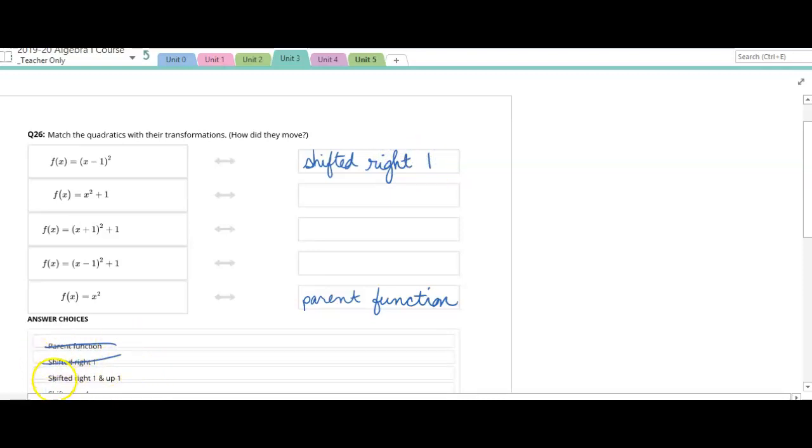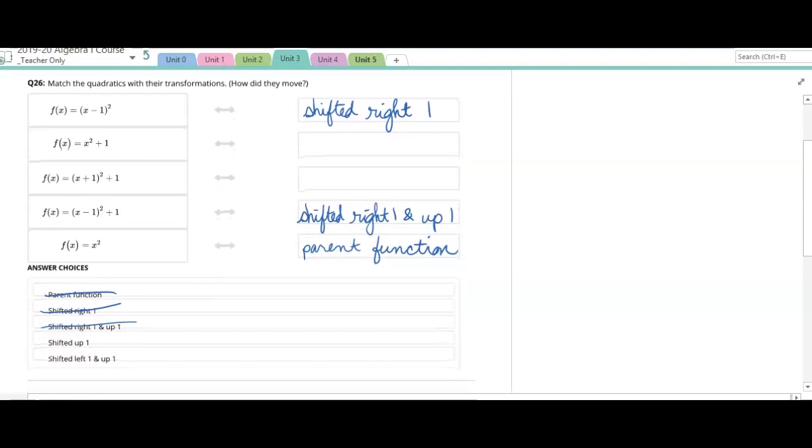Which one has been shifted right 1 and up 1? That means there's a plus 1 after it. Right here. Shifted right 1 and up 1. Which one of the 2 remaining has been just shifted up 1? That means there's a plus 1 with no parentheses right here. And finally, shifted left 1 and up 1.